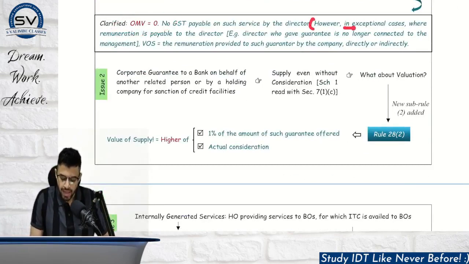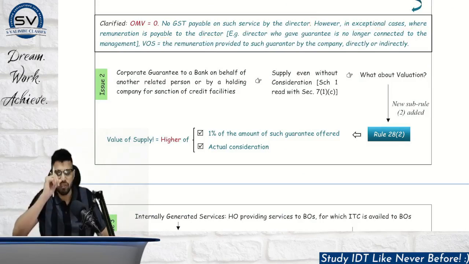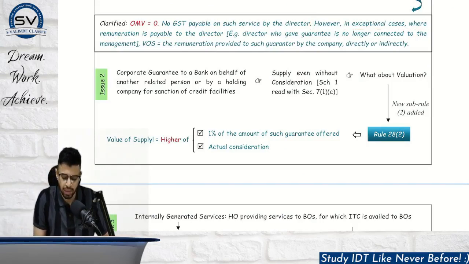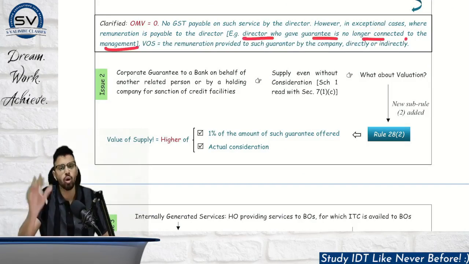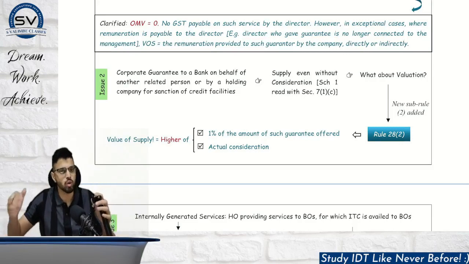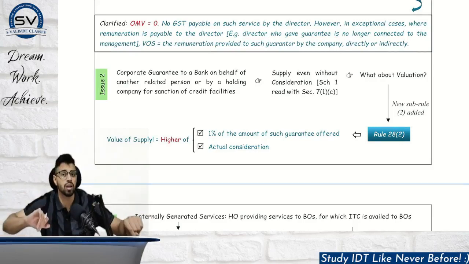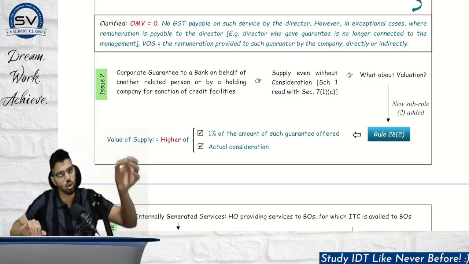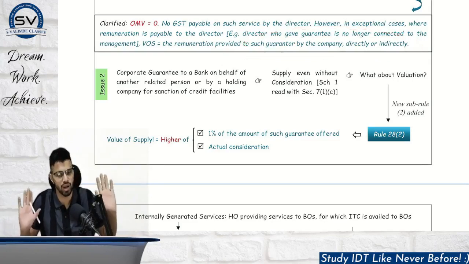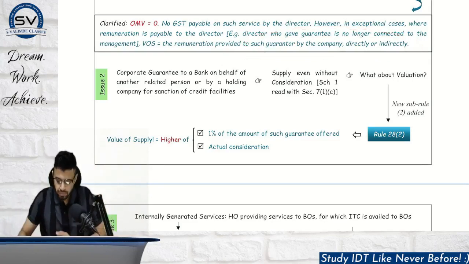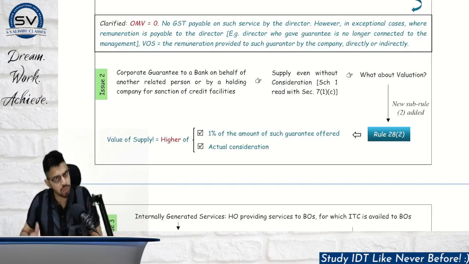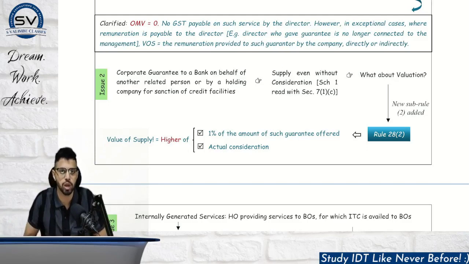Read this point. In exceptional cases where remuneration is payable to the director, generally it is not payable, but if it is payable due to some allowance by the RBI, let's say an example that the director who gave the guarantee is no longer connected to the management, he retired. Mr. Mukesh Ambani is now not connected to the management, and now he is receiving remuneration. In that case, you charge GST on whatever consideration he is receiving directly or indirectly. So point number 1, generally he is not going to receive any remuneration because RBI prohibits it. If he receives, you charge GST on that particular remuneration portion.